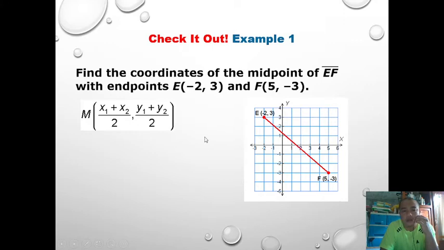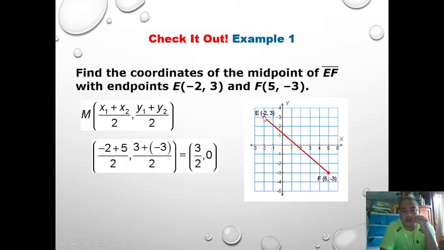Using the midpoint formula, our x sub 1 is -2, x sub 2 is 5, so we have -2 plus 5 all over 2. y sub 1 is 3, y sub 2 is -3, so 3 plus -3 all over 2. -2 plus 5 is 3 halves, 3 plus -3 is 0, 0 divided by 2 is 0. So this is now the midpoint of the line segment EF, 3 halves, 0, or 1.5, 0. Okay, it's on the x-axis. The midpoint of this line segment is on the x-axis.